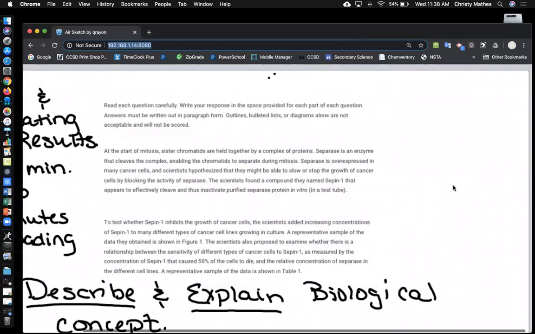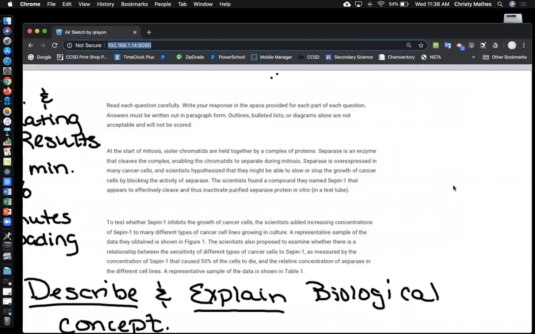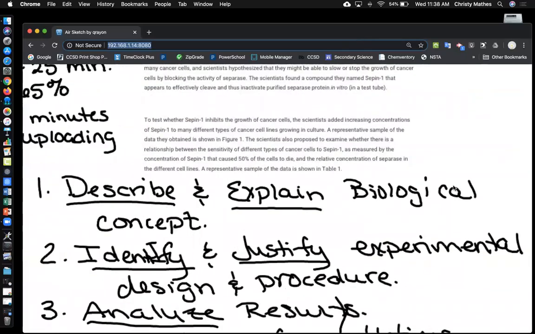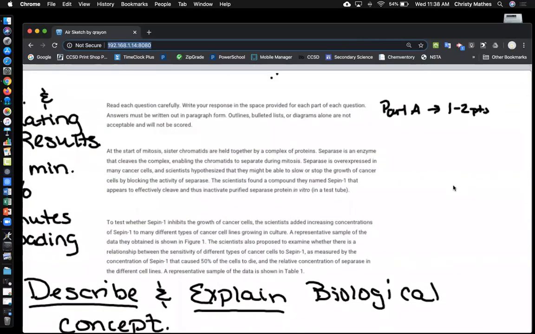Great, so what does that actually mean in regards to what you need to do? Another piece is to understand the scoring guidelines that are used. Part A is the first part we talked about, the describe and explain, and it's worth 1 to 2 points. Describing and explaining a biological concept isn't really deep thinking, so you're not getting a majority of your points by identifying and describing the concept, though those points matter, so we want to do the best that we can.